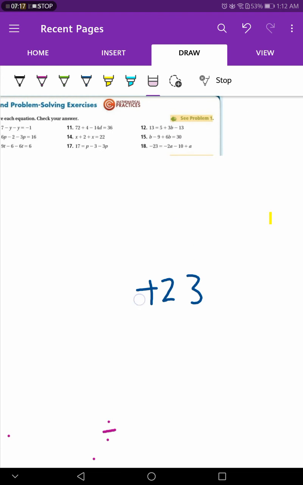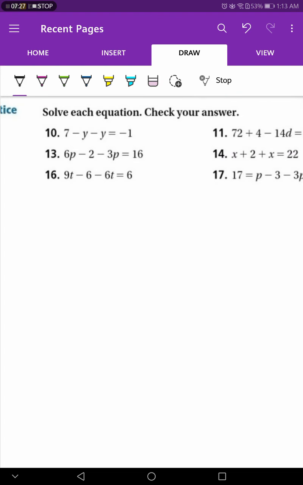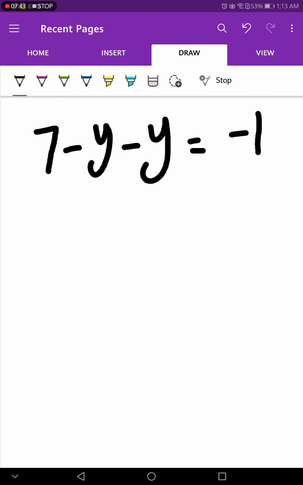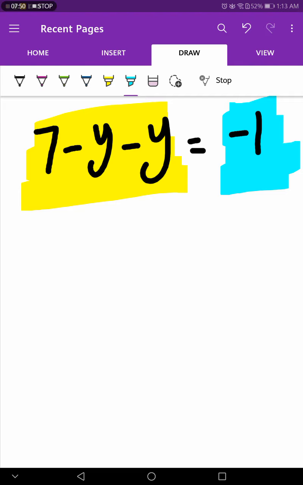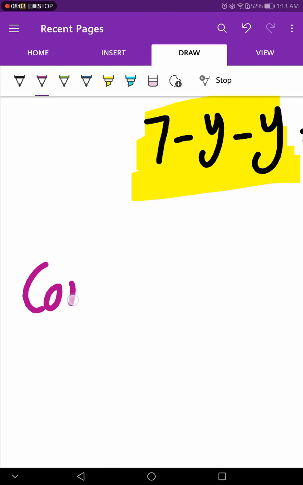Okay, it is from practice and problem solving. I will solve problem 10 here. I will write it: 7 minus y equals negative 1. Yes, it is a weird equation and new for you, but still determine the left and the right and move to the side that has a variable. And I have two variables or one variable here, but I have to combine them.